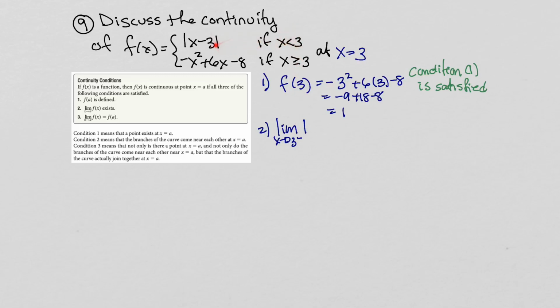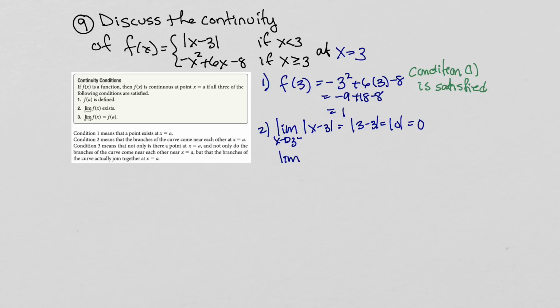Because we're approaching from the left, we're at values less than 3, and if we're less than 3, we're going to use this piece of the function. So we're looking at the absolute value of x minus 3. If we put 3 into here, we're going to get the absolute value of 3 minus 3, the absolute value of 0, which is 0. So as we approach from the left, we're approaching 0.